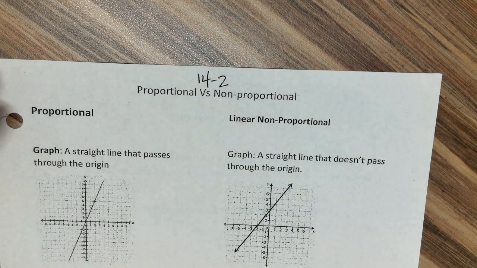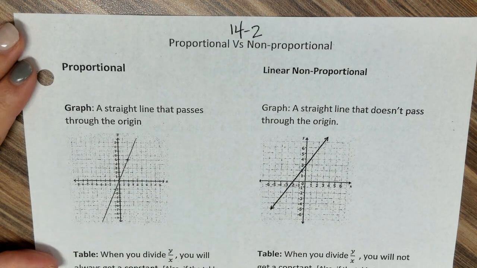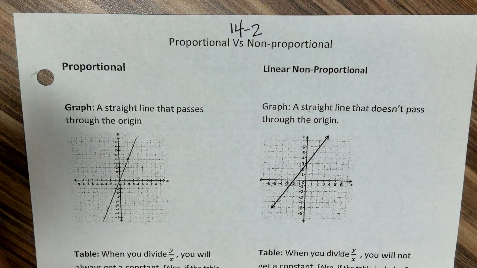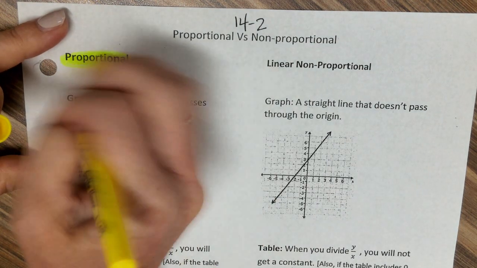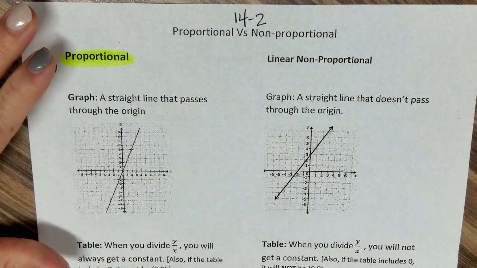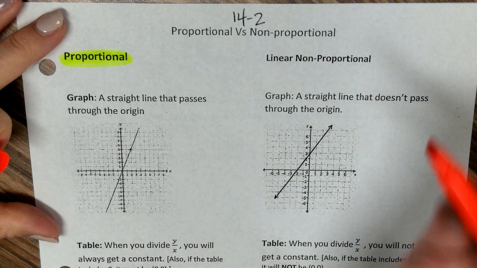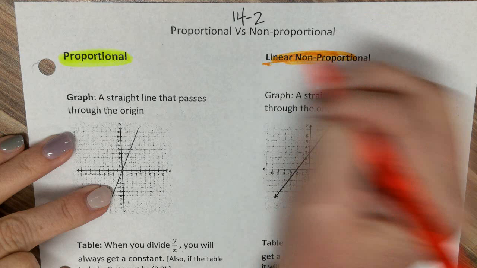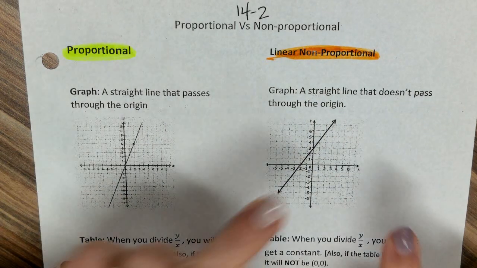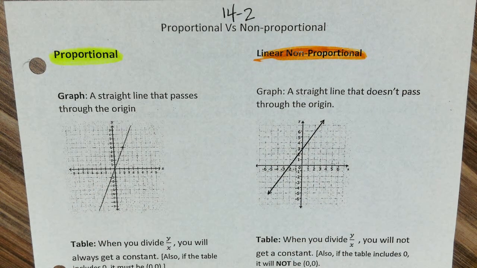So if you look at your notes, everything on the left side of the paper is going to represent a proportional situation, and everything on the right side of the paper is going to be the opposite. So this is going to be a proportional graph on the left. This is going to be a non-proportional graph on the right. So we're just going to briefly talk about this. Please pay attention. Whatever you're doing, please stop. And let's all get together and pay attention right now.